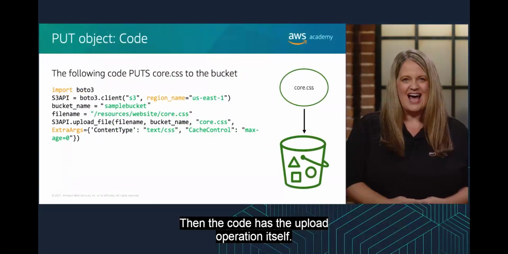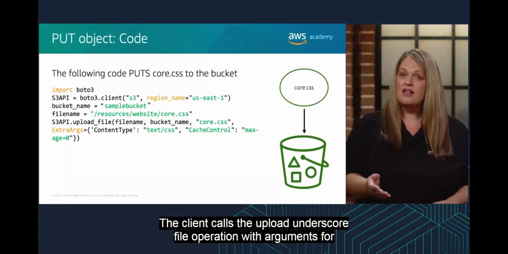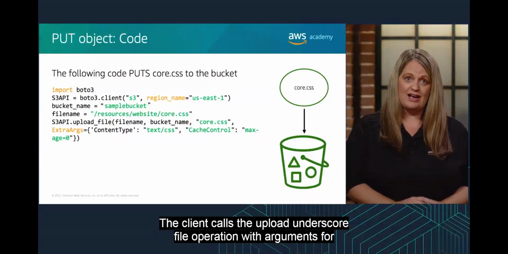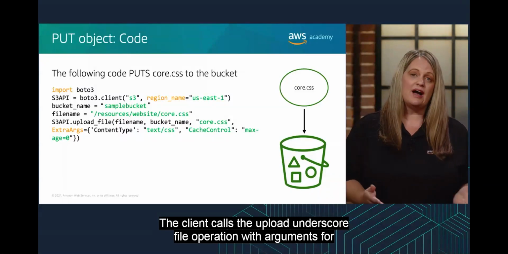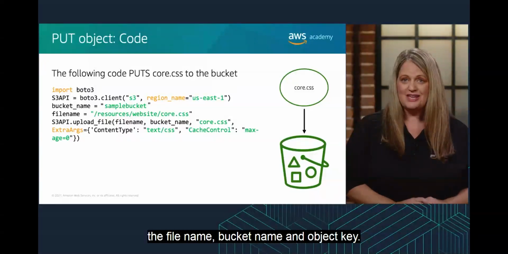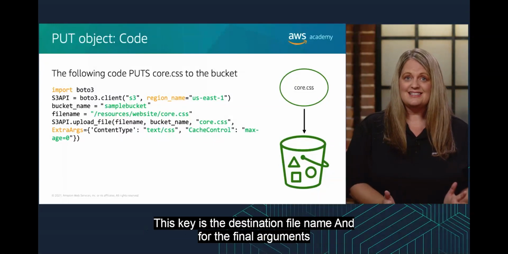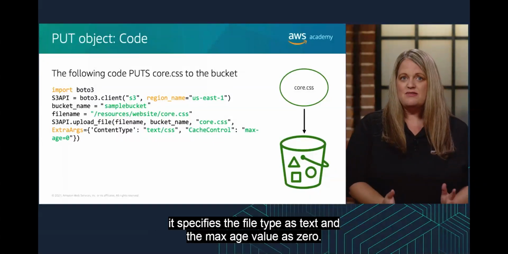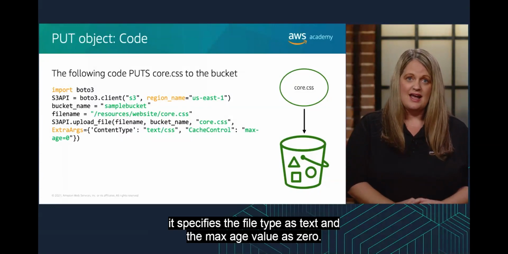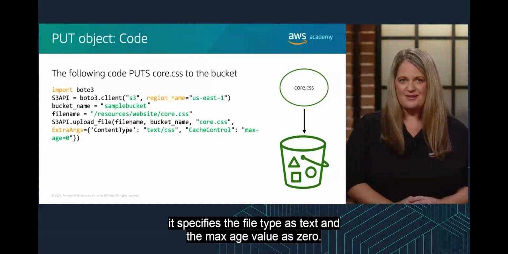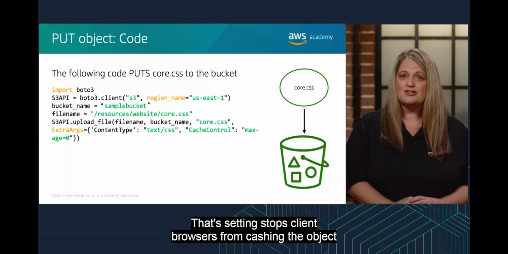Then the code has the upload operation itself. The client calls the upload_file operation with arguments for the file name, bucket name, and object key. This key is the destination file name. And for the final arguments, it specifies the file type as text and the max age value as 0. That setting stops client browsers from caching the object locally.